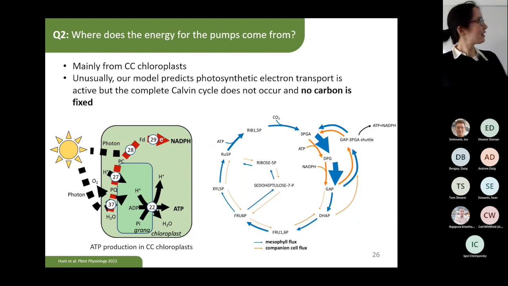Rubisco, the enzyme that fixes carbon, is present in companion cell chloroplasts. People have looked and they found it. It's actually present in pretty much all plant cells. So potentially it is still fixing a small amount, but optimally we wouldn't want it to fix any carbon. We want all of that energy going towards the proton pumps, which might be an exciting target for any experimentalists. We haven't managed to convince anyone to target it yet, but I'm sure we'll get there.